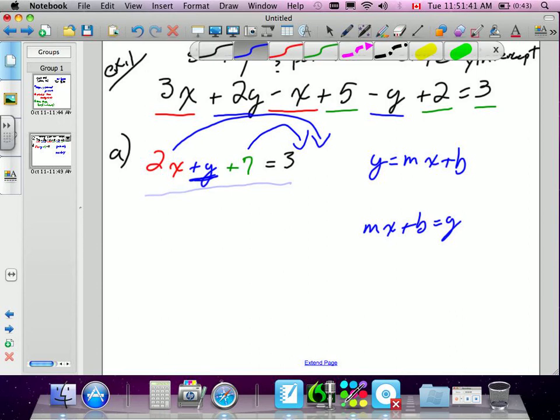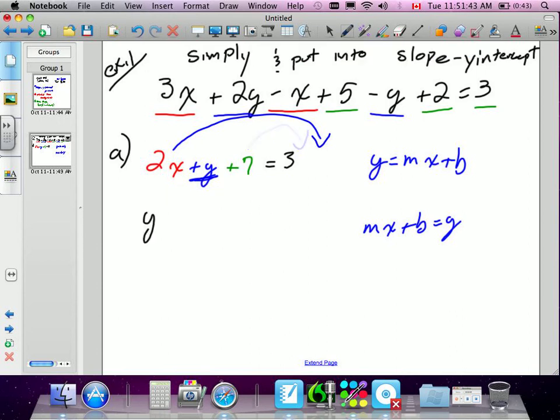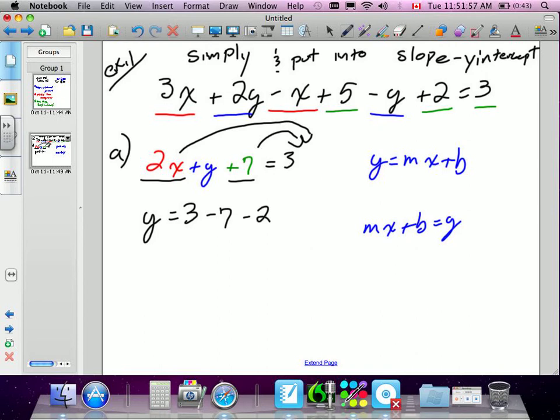So we'll end up with y is equal to, I still have the 3. When I bring the 7 over, it becomes negative 7. And when I move the 2x over, it becomes negative 2x. I'm going to simplify my terms. 3 minus 7 is negative 4 minus 2x.